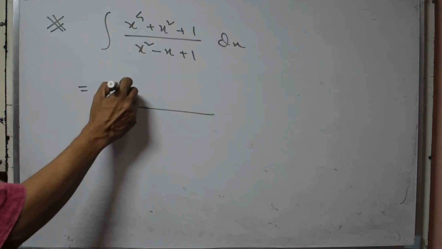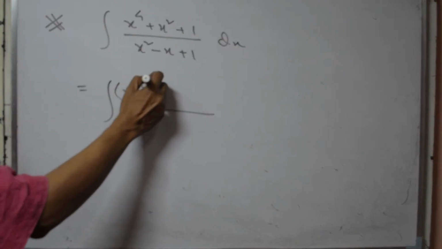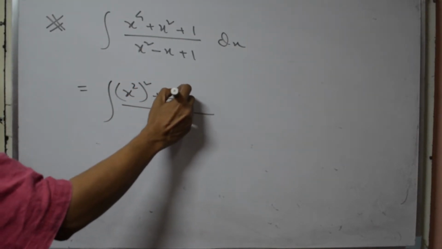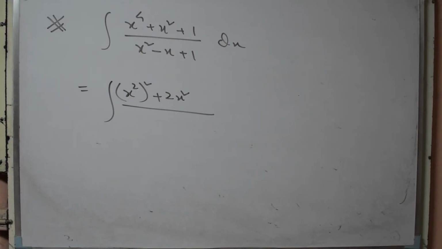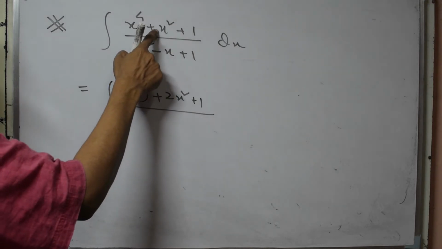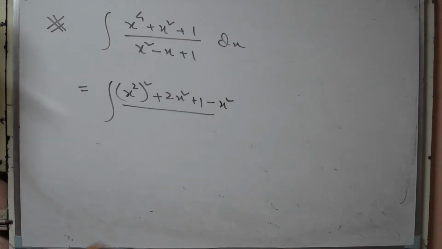So in these basic ideas, what you are finding is x square whole square plus 2x square, that means a square plus 2ab plus b square, that is 1 square, but it's not 2x square, so we subtract x square. So this thought, why?